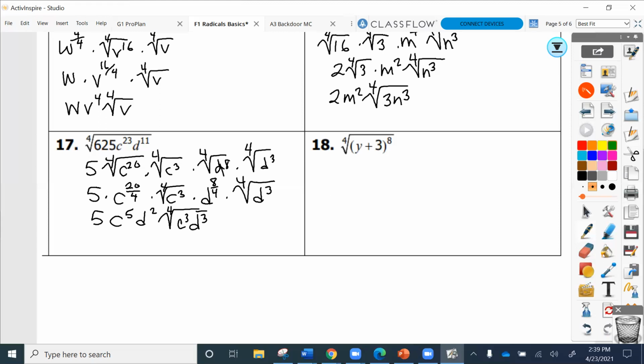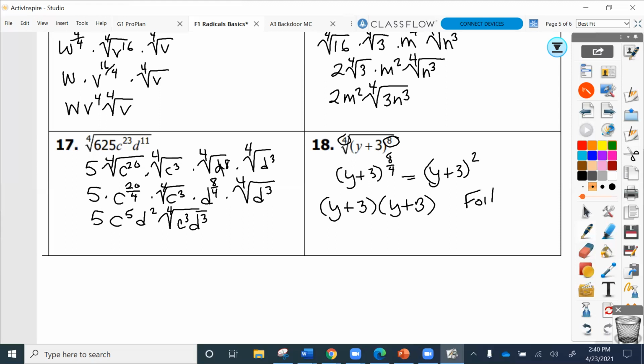Well, this one's a little bit easier because we already know that 8 is divisible by 4, right? So we can take this whole thing, y plus 3, and raise it to the 8 over 4 power, which is equal to y plus 3 squared. And y plus 3 squared means y plus 3 times y plus 3. So we're just going to FOIL. So we've got y squared plus 3y plus 3 more y plus 9, or y squared plus 6y plus 9.